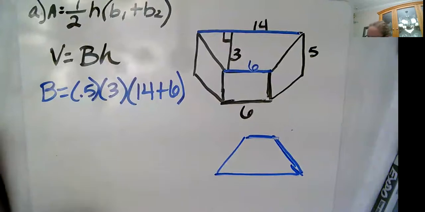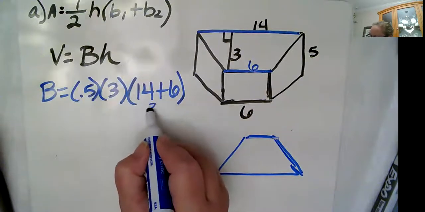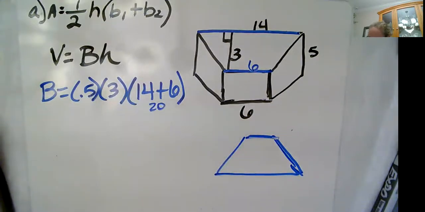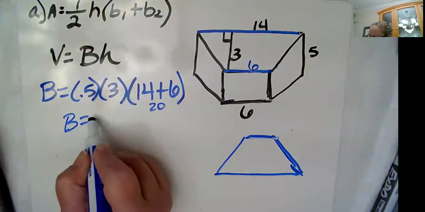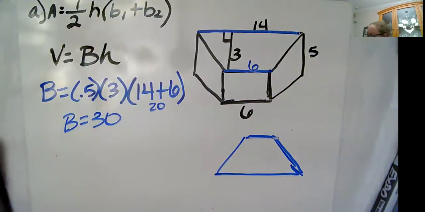We were figuring out the big B. So now we're going to multiply 0.5 times 3 times 14 plus 6, which gives us 20. So 0.5 times 3 times 20. I put 2. And so we get big B as 30.